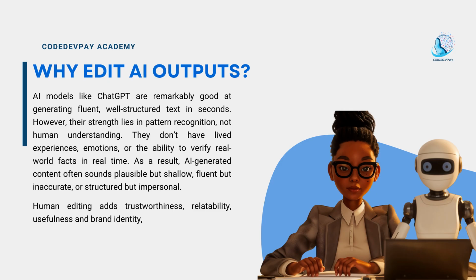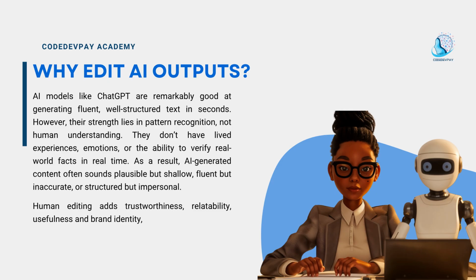Another reason why human editing is important is usefulness. Although the AI generated content is grammatically correct, it might lack practical value or a clear flow. Human editing structures ideas logically, adds transitions, clarifies steps, and includes actionable insights or calls to action. An example is turning a vague paragraph into a step-by-step guide that helps readers do something specific.